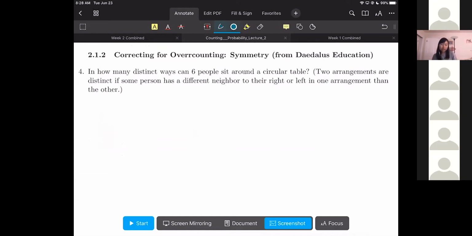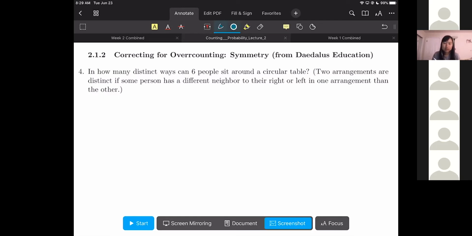So here's an example question. It says, how many distinct ways can 6 people sit around a circular table? And in this case, we want to count 2 arrangements to be distinct if some person has a different neighbor to their right or to their left in one arrangement than the other.